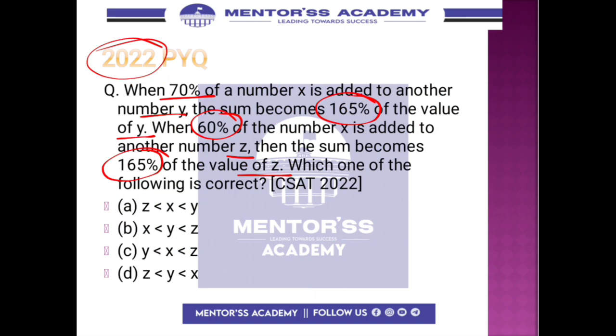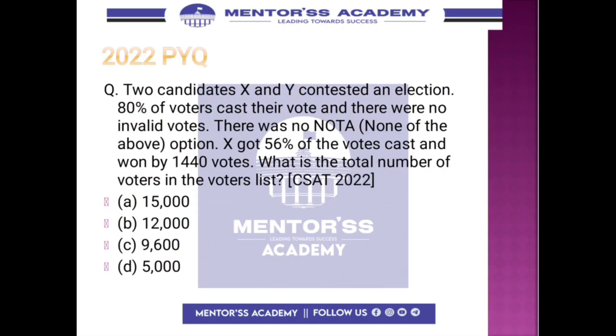So options include A, z less than x less than y, B, x less than y less than z. So we have the option A here. z less than x less than y is the correct answer. Simple. Yeah. So moving on to the next question.